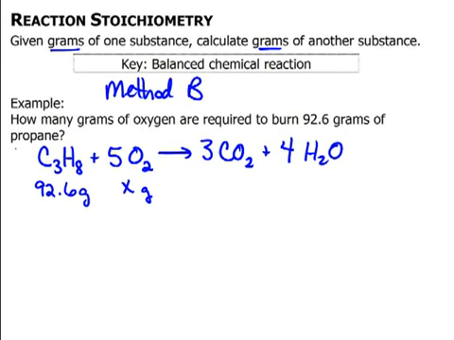For method B, the next thing is that we're so familiar with method A, or doing this kind of problem, we know that the first step is to get to moles. To get to moles, we take the grams and divide by molecular weight. I calculated the molecular weight ahead of time, and I know that it's 44.11 grams per mole.